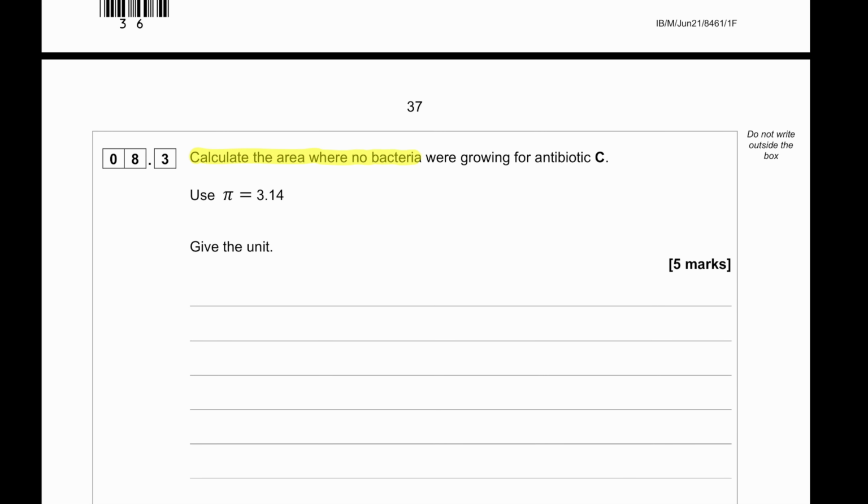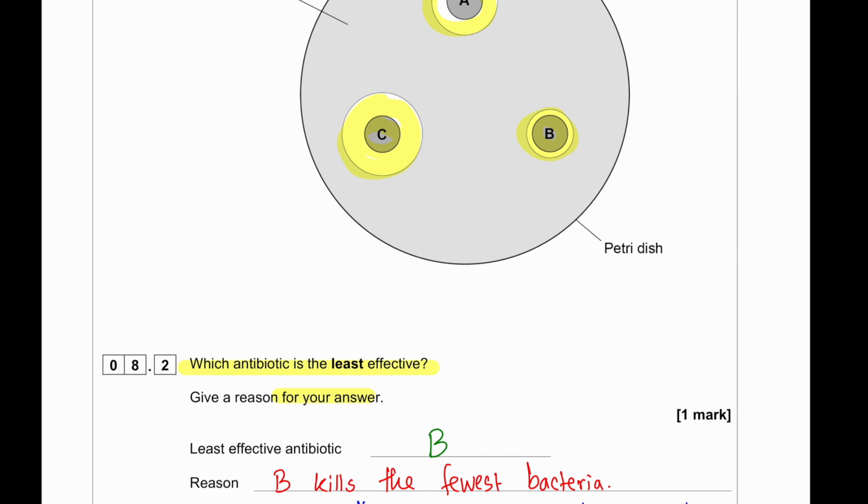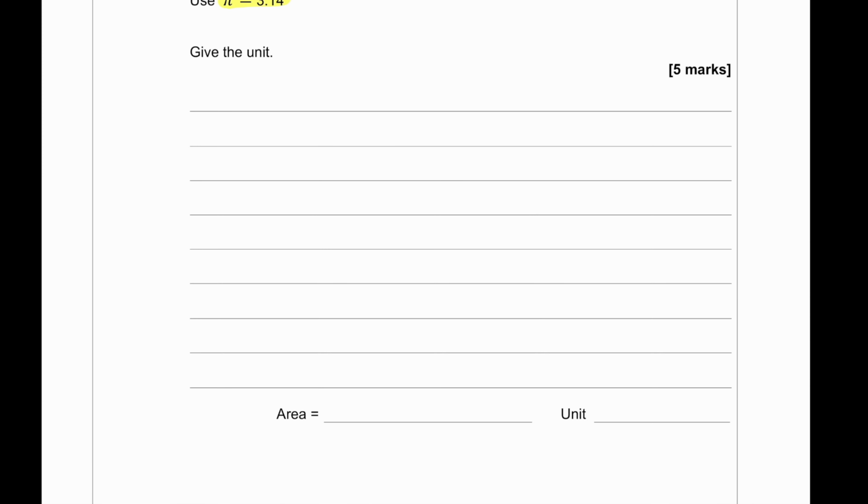Calculate the area where no bacteria were growing for antibiotic C. We need to use pi equals 3.14. To do this calculation, first of all, we need to calculate the radius of antibiotic C. So to calculate the radius, from the center, we are going to measure up until the circumference. In this case, the value is 1.1 centimeter. So we're going to write down r equals 1.1 centimeter.